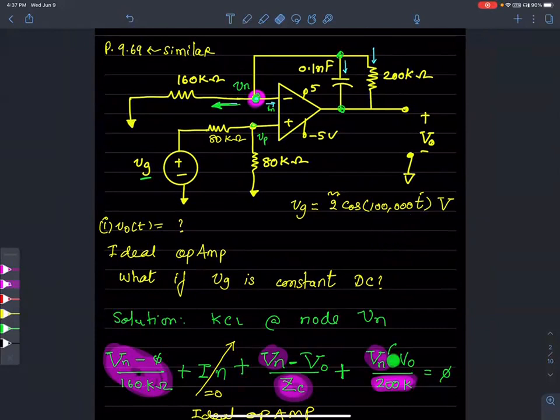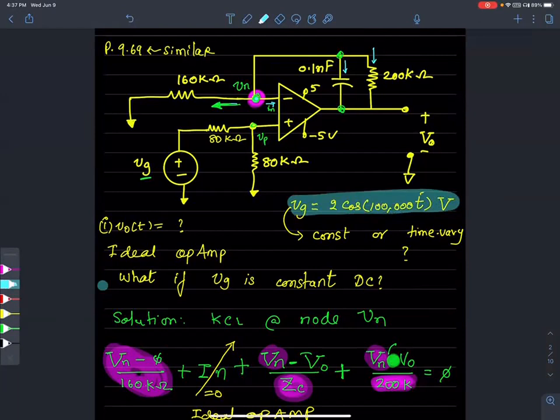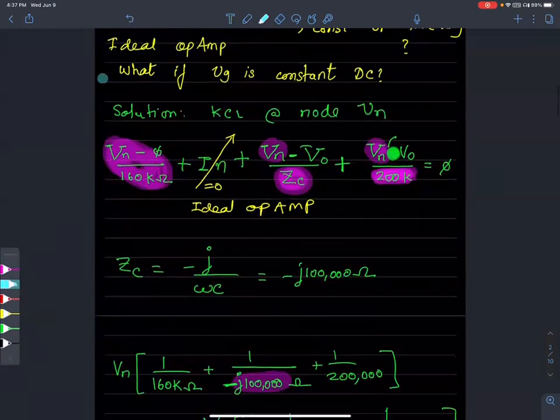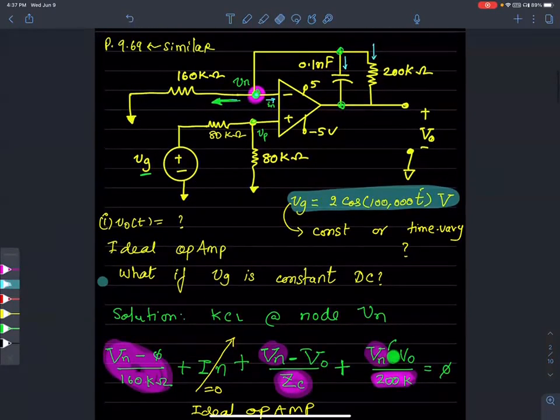Take a look at this guy. Let me see if I can highlight using, oops, this color. Take a look at the input voltage. Is that a constant DC voltage, or is that a time varying signal? Time varying? It's a time varying signal. And if it's a time varying signal, I just showed you how to work this problem. But what if instead of a time varying signal, I gave you VG to be a constant 5 volts or some other signal that's not time varying?